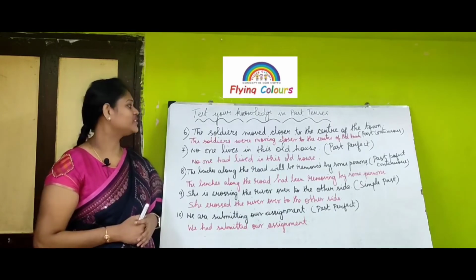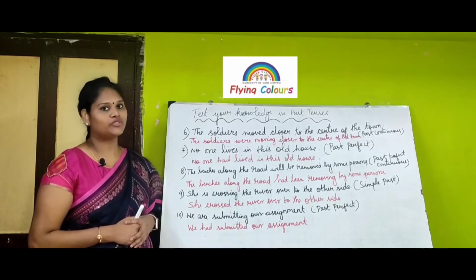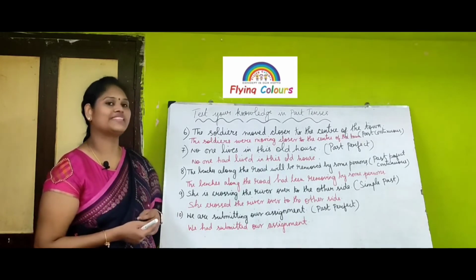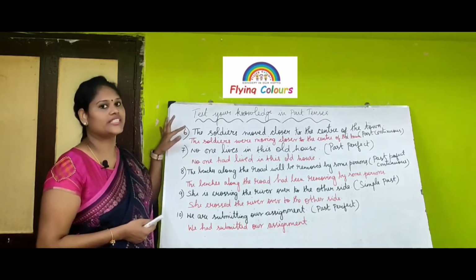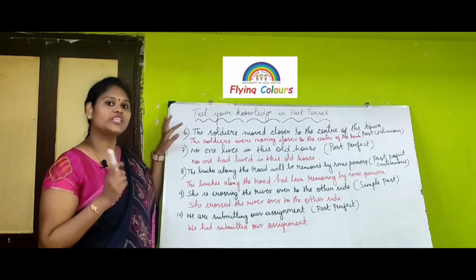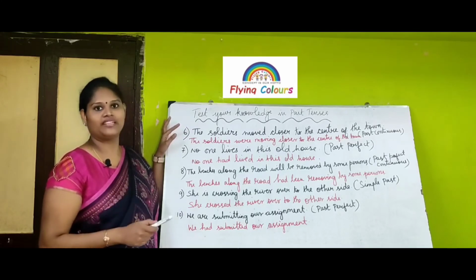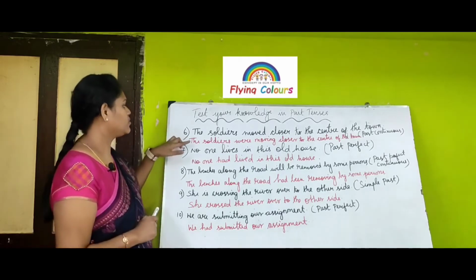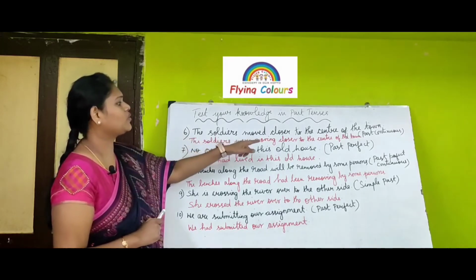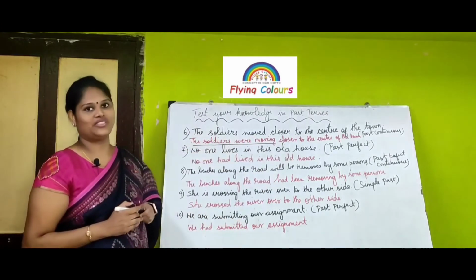Next sentence, the soldiers moved closer to the center of the town. You have to change this sentence into past continuous tense. So what is the subject given? The soldiers. This is the plural subject. So if you see a plural subject plus were plus present participle is the formula for past continuous tense. So the soldiers were moving closer to the center of the town. Soldiers were moving is the past continuous tense, right?